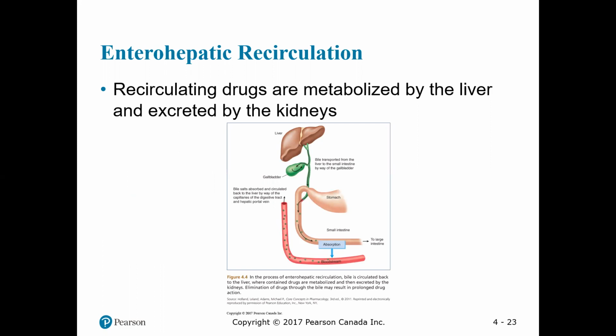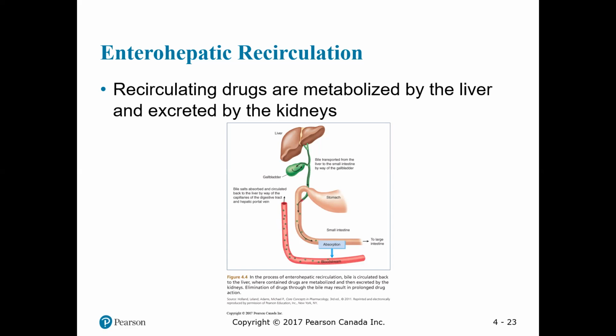Enterohepatic recirculation. Recirculating drugs are metabolized by the liver, then excreted by the kidneys. In this process of enterohepatic recirculation, the bile is circulated back to the liver, where the drugs it contains are metabolized and then excreted by the kidneys. Elimination of the drugs through the bile may result in prolonged drug action.